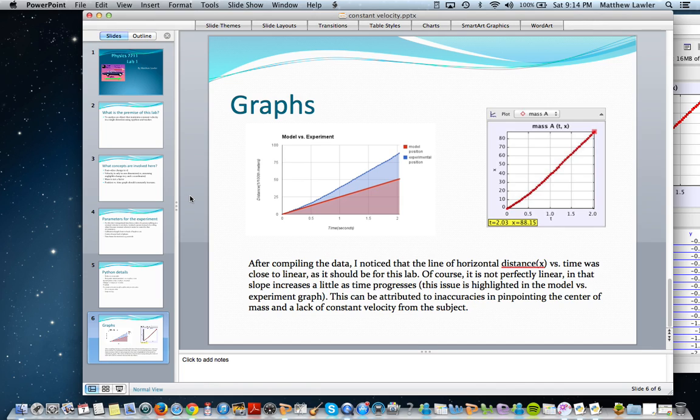So I would say overall that the lab was a relative success. Obviously, there is some discrepancy between the computational model and the experimental, but we did get nothing that was too ridiculous in terms of having a linear relationship between the position and time. So that is it.